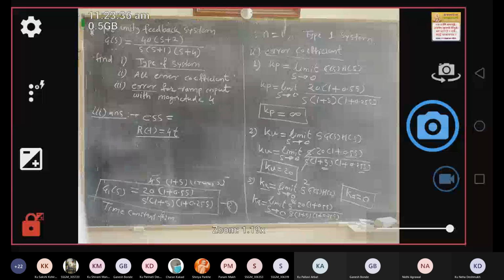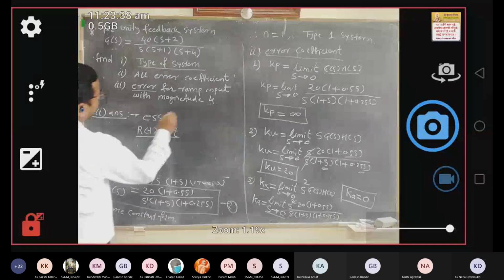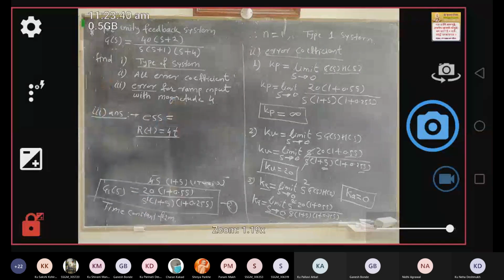Okay. So what is the value of ESS when ramp input is applied?